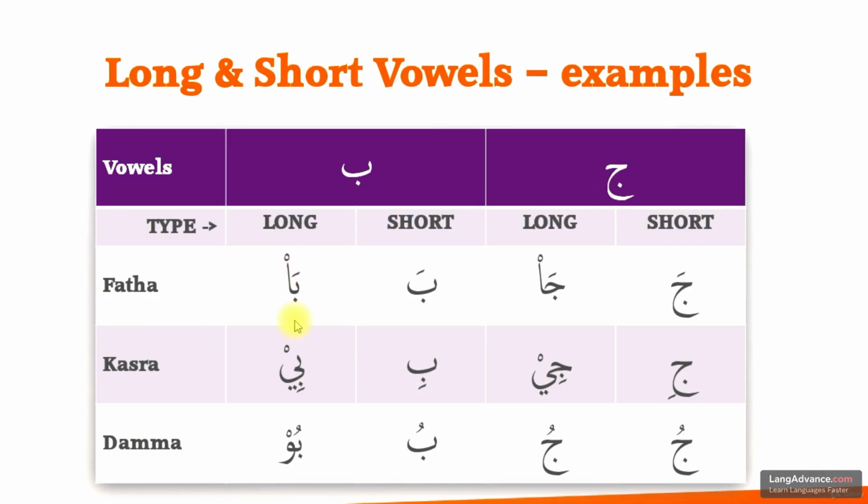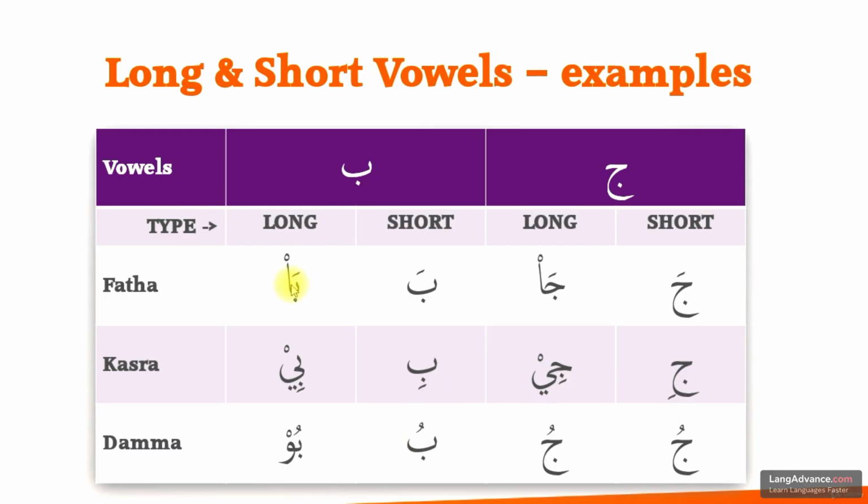So we have the 3 vowels. The 3 rows here are the vowels fatha, kasra, and dhamma. The short vowel will become a ba with the symbol for fatha on top of it. For kasra, it's ba with the symbol under it. For dhamma, it's ba plus the dhamma on top of it. So it will become ba, bi, and bu.